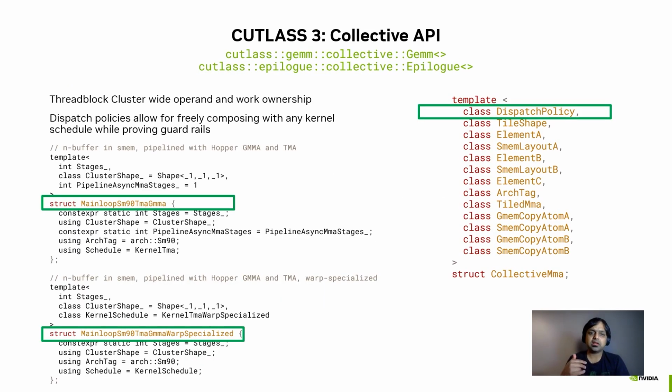This slide shows the collective main loop API, which is thread block cluster wide, and it too is tag dispatched based on appropriate dispatch policies. It also carries information with it like layouts, data types, and also the atoms required to construct the underlying microkernels.